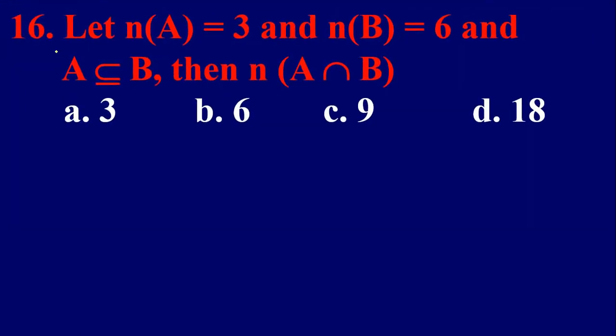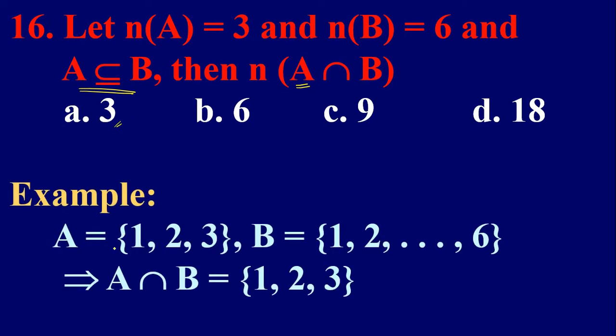Next we discuss question number 16. Let n of A equal 3 and n of B equal 6, and A is a subset of B. Then what is n of A intersection B? Here, the important point is that A is a subset of B. If you want, you can take an example, or else write it directly. Since A is a subset of B, when we take the intersection, we always get the smaller set. So the total number of elements in the smaller set is 3 only. Therefore option A is correct.